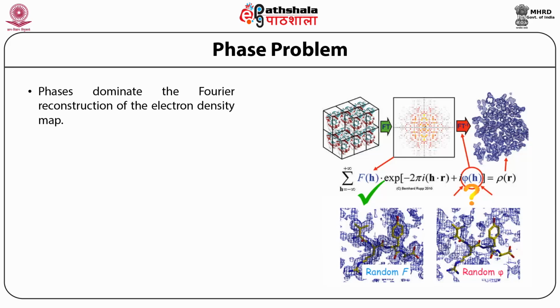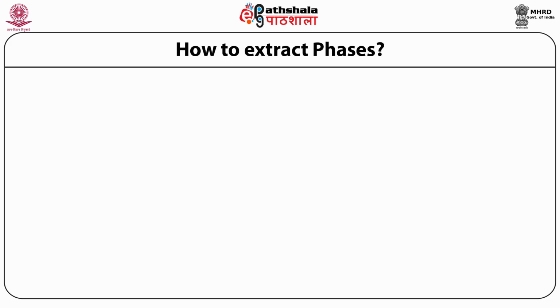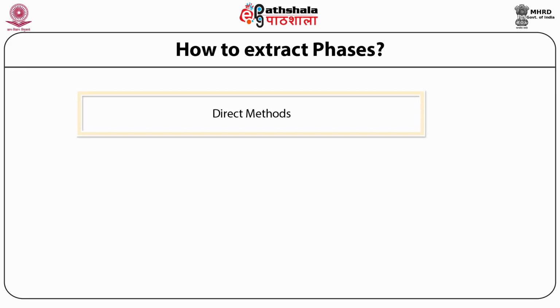So the phase problem is very important in X-ray structure determination. How do you extract the phases? From the diffraction data you only get the intensities, but you don't get the angle at which the X-rays are diffracted. So the phase problem can be solved by different methods. The first one is direct methods, which is generally used for small molecules. As the number of atoms increases, direct methods become difficult. For proteins we generally use multiple isomorphous replacement or multiple wavelength anomalous diffraction.